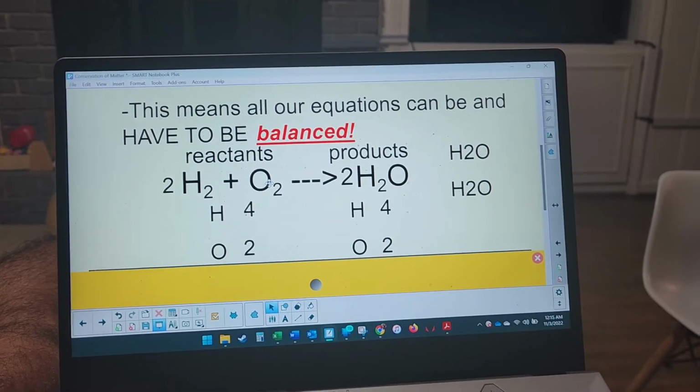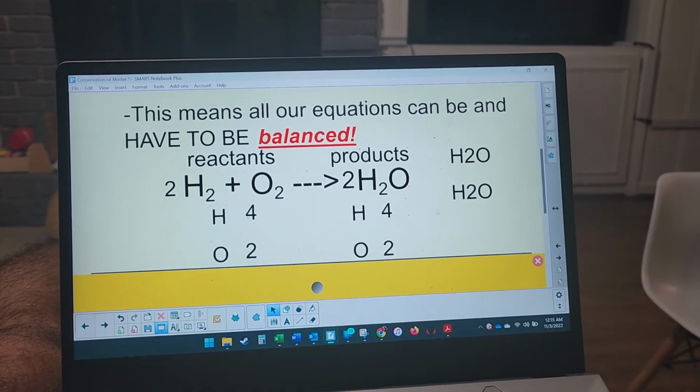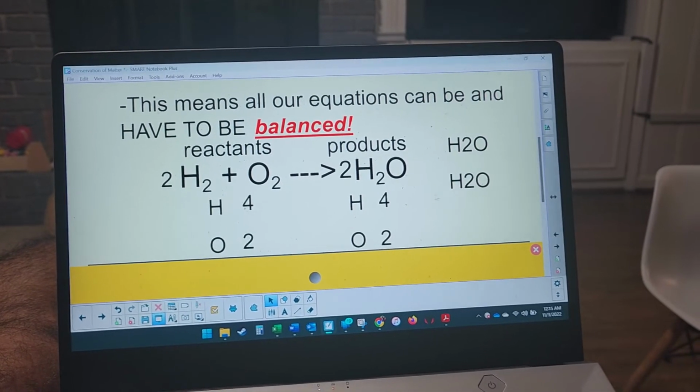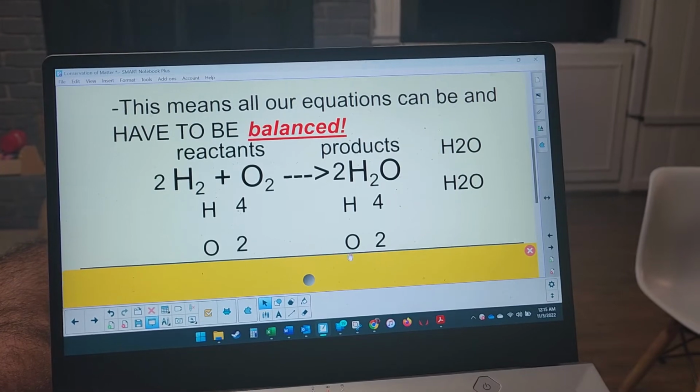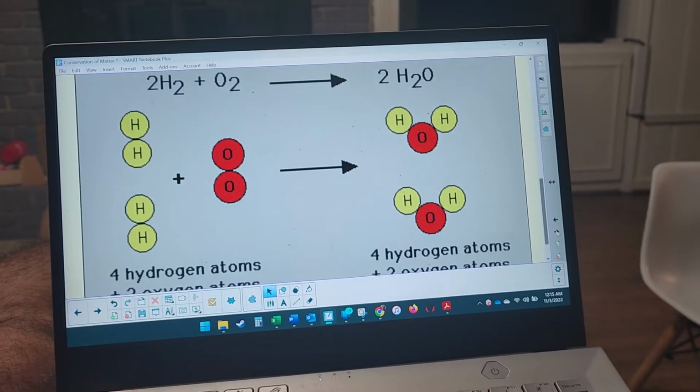2 H2s plus 1 O2 give you 2 H2Os. That's all it's saying. Okay? This now makes sense in the sense of the law of conservation of matter. And in fact, I can lower this and show you exactly what I'm talking about.